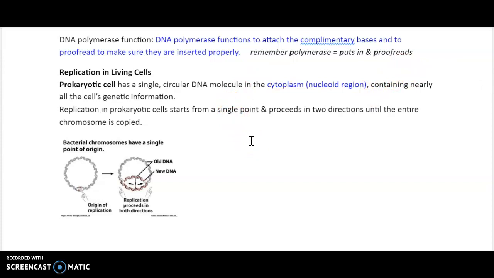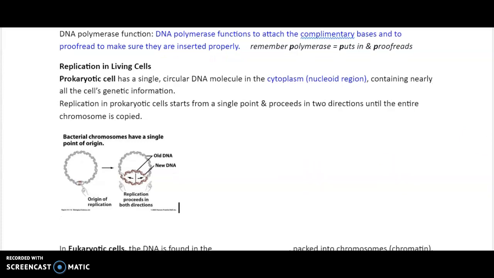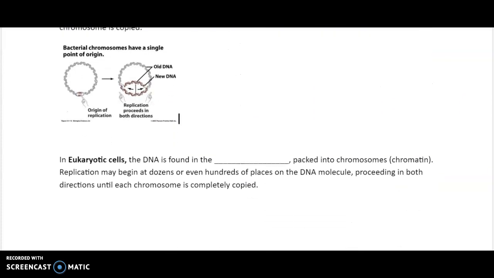Replication in prokaryotes starts at a single point right here, and it's going to go that direction and in that direction until it meets, and then it's just going to come off as two. You'll have two rings then, two rings of the DNA that are identical to each other. Okay, not quite that simple in eukaryotes.